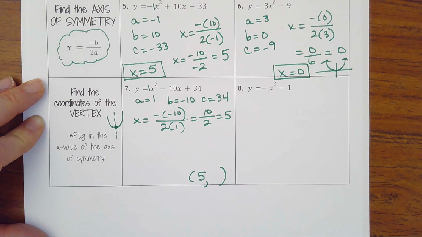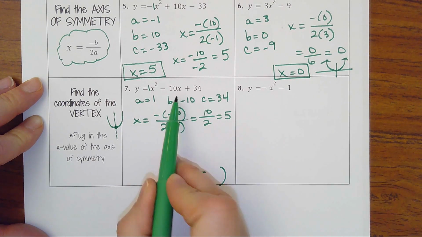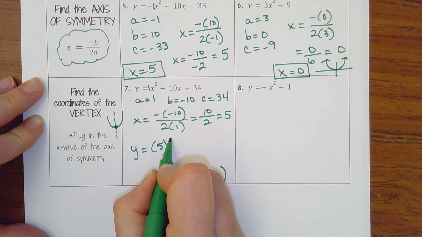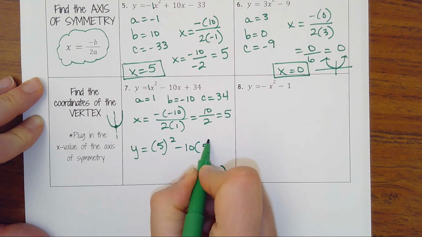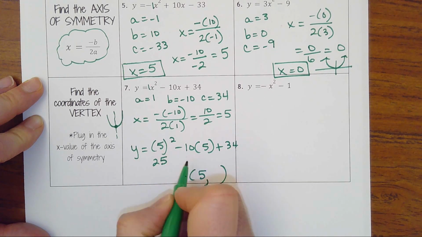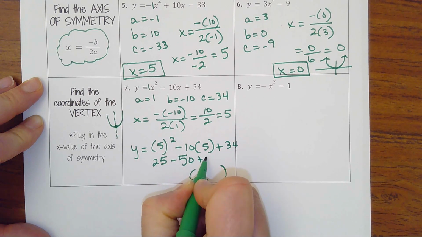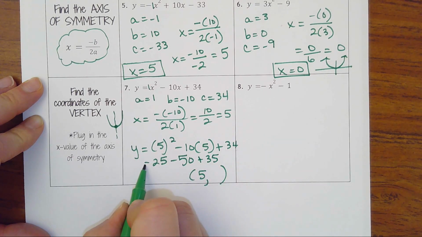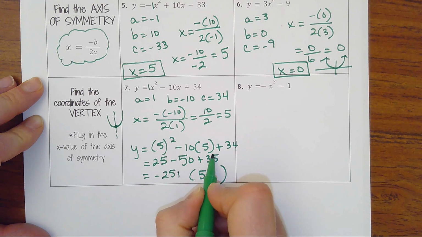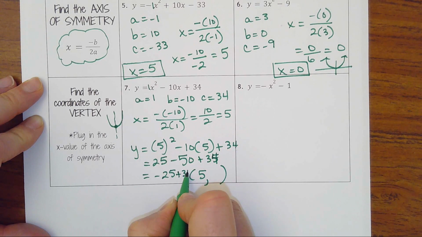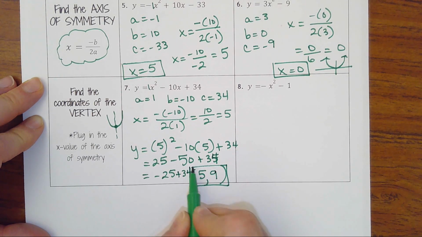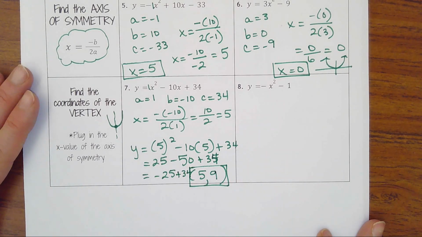And then when you want an ordered pair, this equation helps you find it. We know that x is 5, so I'll plug it in every time I see x. 5 squared is 25. Negative 10 times 5 is minus 50 plus 34. 25 minus 50 is negative 25 plus 34 would be 9. So my vertex is at 5 comma 9.